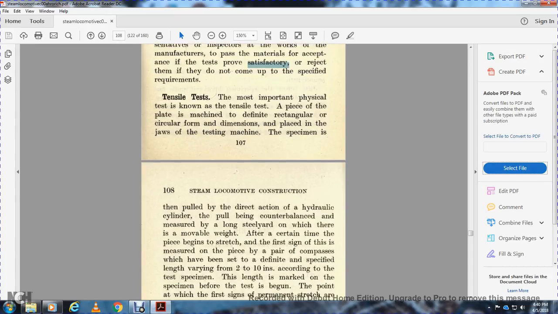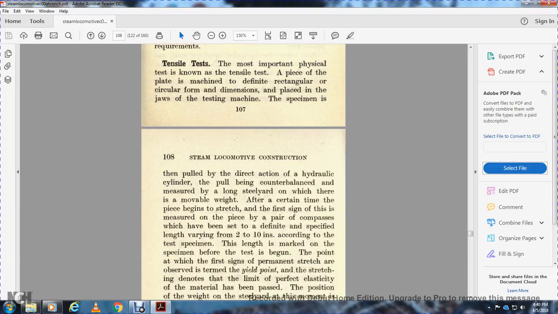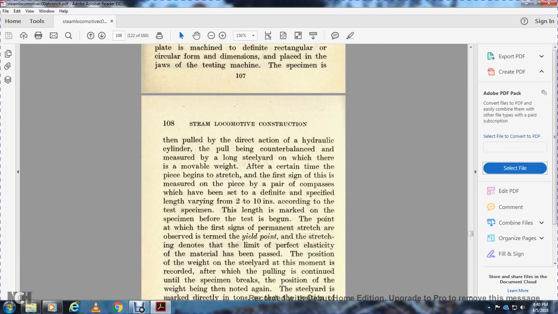Length is marked on the specimen before the test begins. The point at which the specimen is first permanently stretched, the observer terms the yield point, which denotes the limit of the perfect elasticity of the material that has been tested. The position of the weight on the steel yard at that moment is recorded. With the pulling continued until the specimen breaks, the position of the weight is noted again.